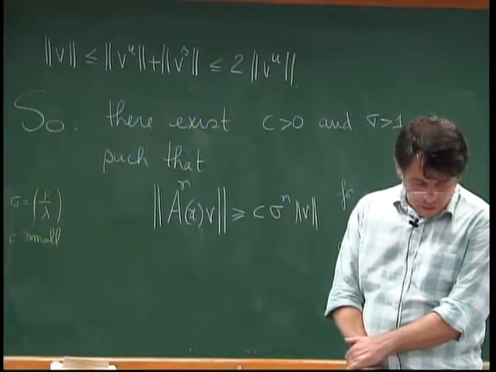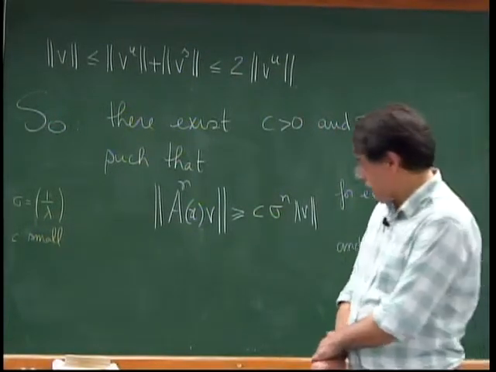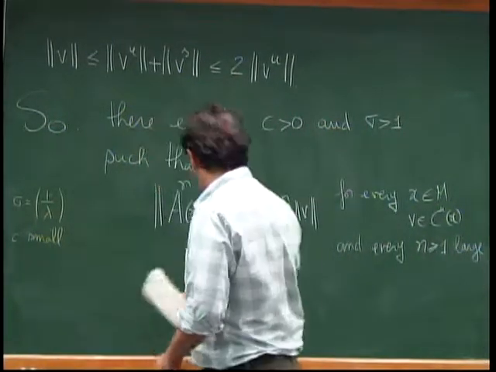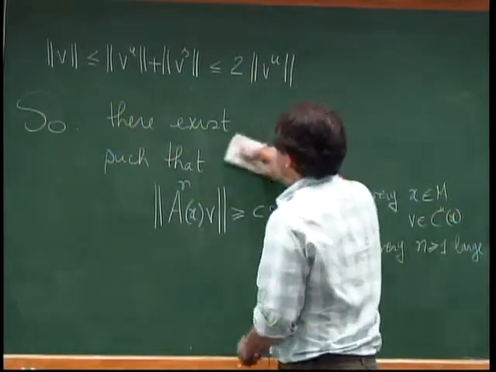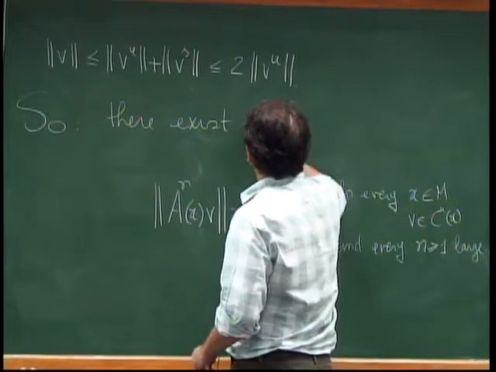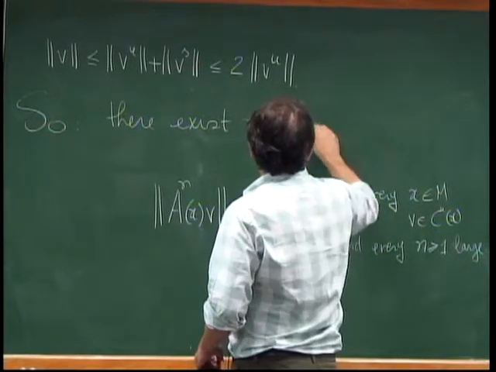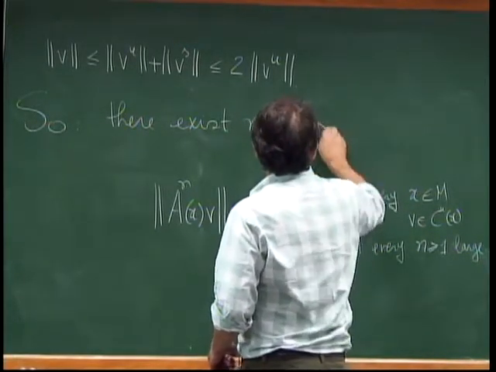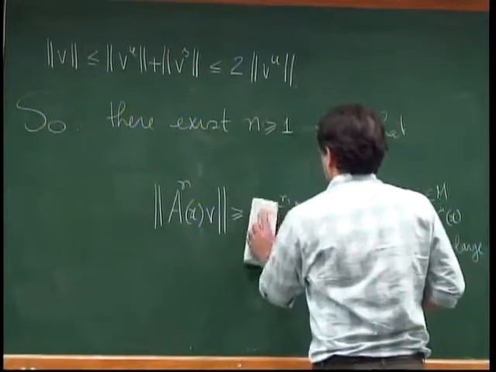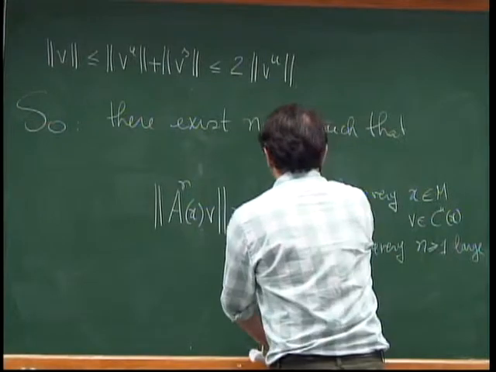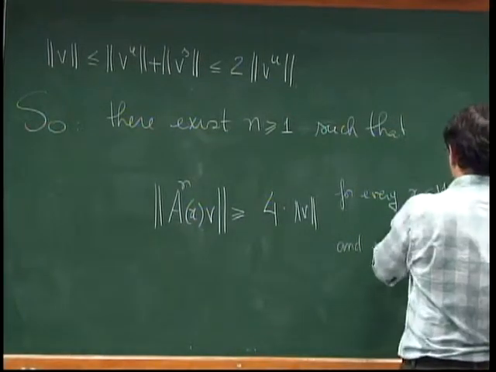Okay, I actually wrote something which is nicer, maybe easier to believe. There exists n such that this is bigger than 3 or 4 times the norm of v, for every x and every v.